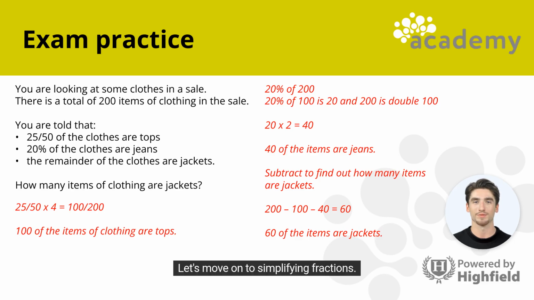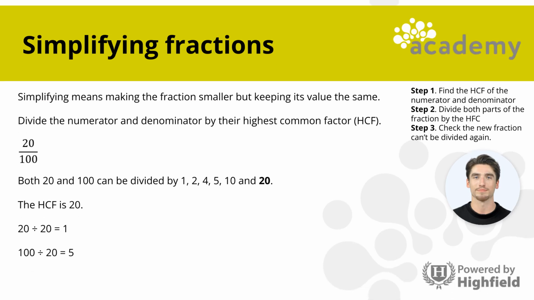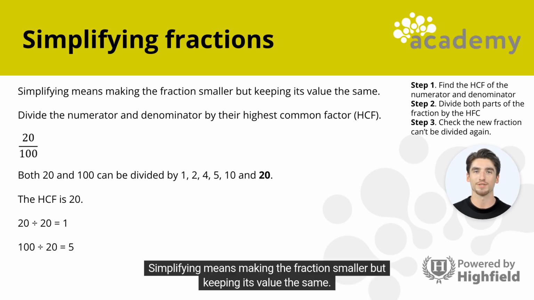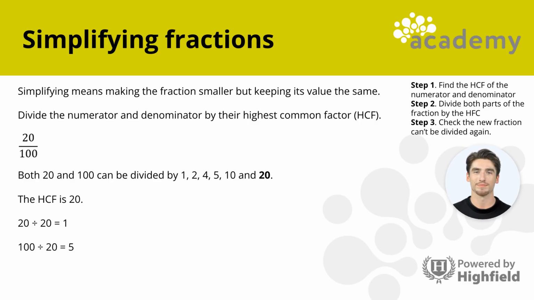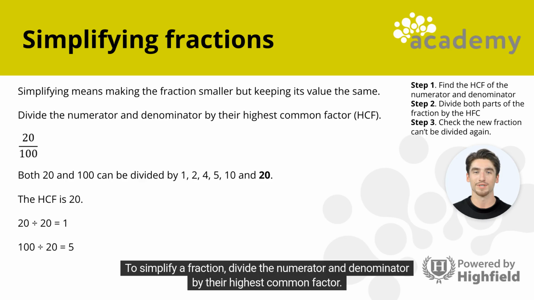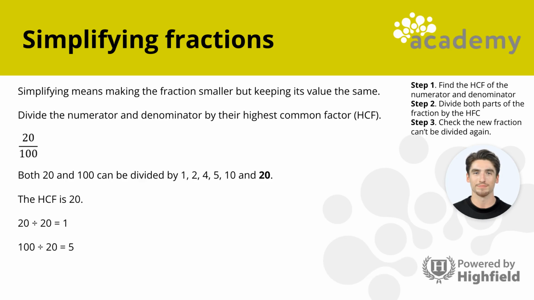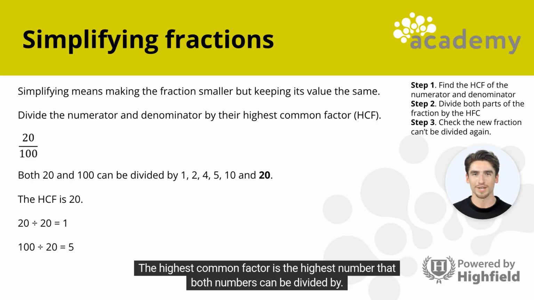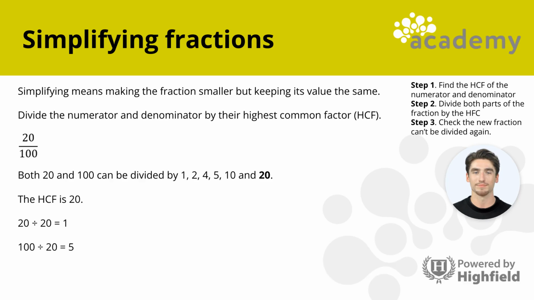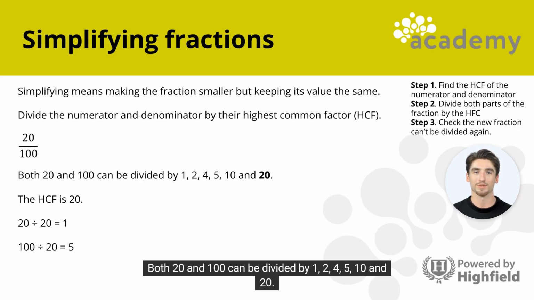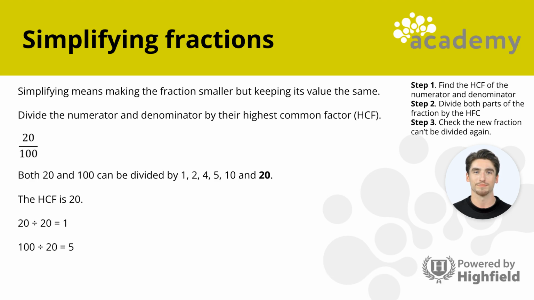Let's move on to simplifying fractions. Simplifying means making the fraction smaller but keeping its value the same. To simplify a fraction, divide the numerator and denominator by their highest common factor. The highest common factor is the highest number that both numbers can be divided by. Let's look at an example. 20 out of 100. Both 20 and 100 can be divided by 1, 2, 4, 5, 10, and 20. The highest common factor is 20.